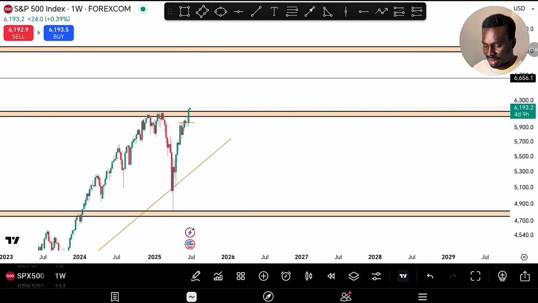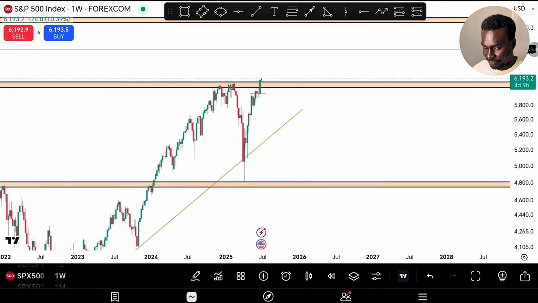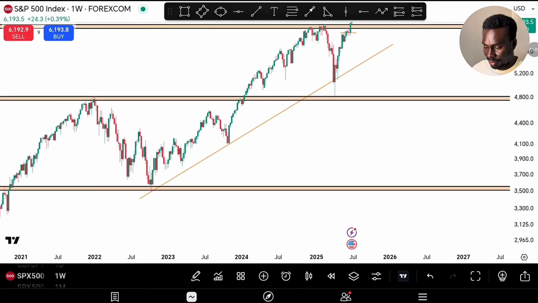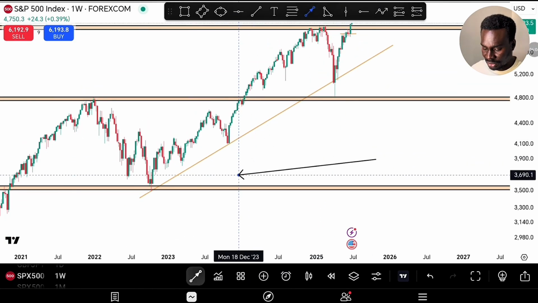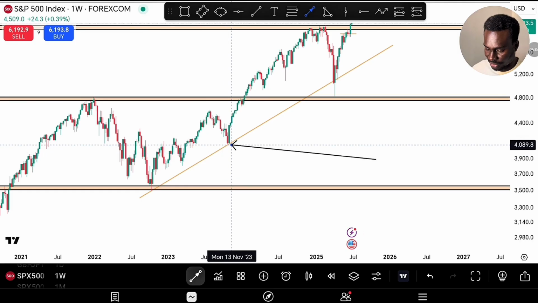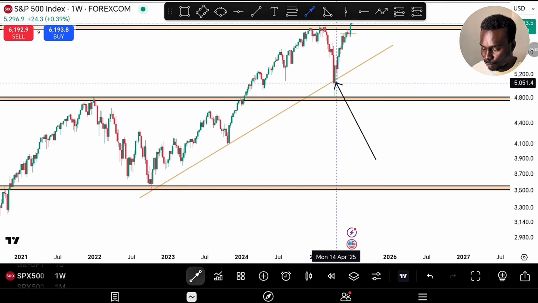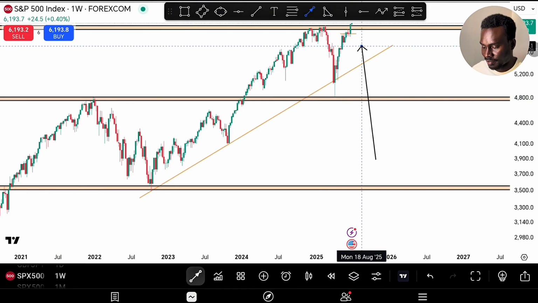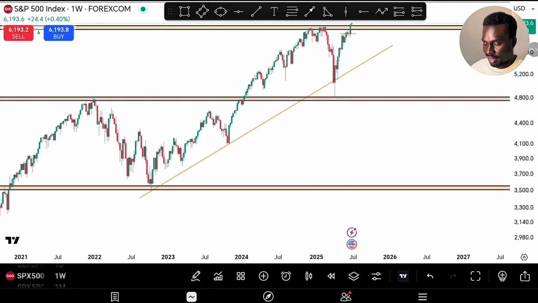Now look at the monthly time frame for the S&P 500. This is my trend line right here. This is the first touch and this is the second touch. Now the market came and had a third touch, but still wicked all the way back to the monthly zone. That's fine, and it has gone back to the next monthly zone.